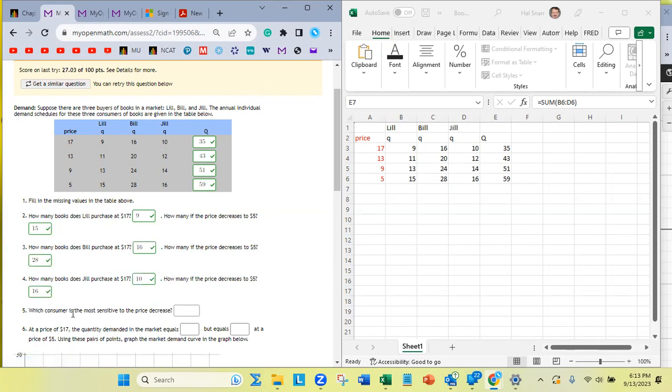Okay. Now, which consumer is the most sensitive to a price decrease? Really, the way we want to answer this is with a thing called elasticity, which you're not going to learn about yet. But we're going to talk about it right now. We have the spreadsheet. We're going to calculate the percent change in the price, and we'll calculate the percent change in quantities demanded. And then we'll be able to calculate the elasticity. So this is going to be an introduction to what you're going to learn in a week or two.